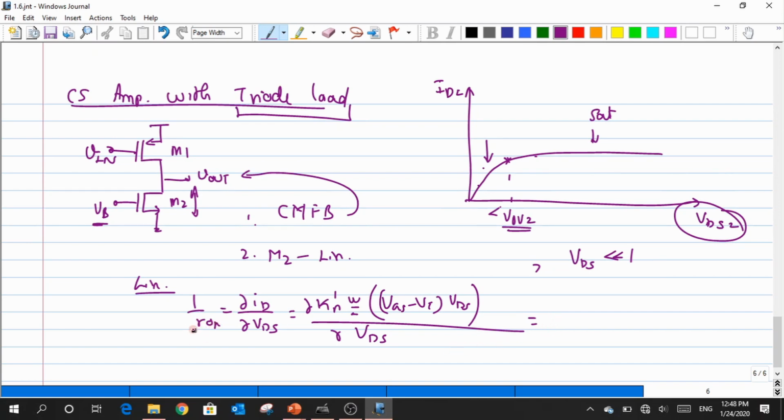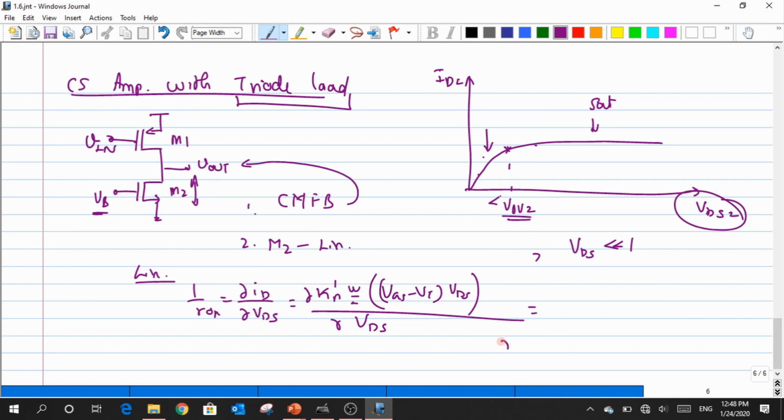I will call it R on, just to distinguish R on as a linear resistance and R naught as a saturation resistance. So R on is nothing but Kn dash W by L (VGS minus VT), and that is the small signal resistance that I have in the linear region, right?